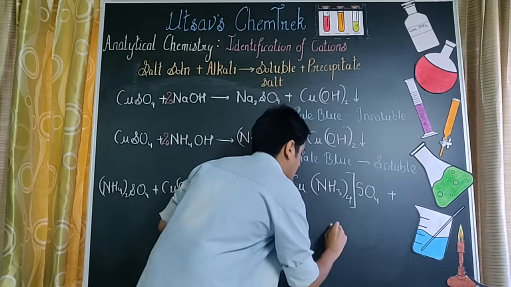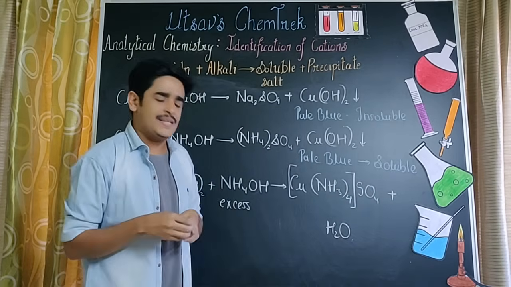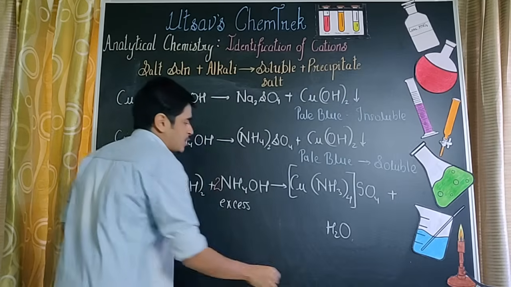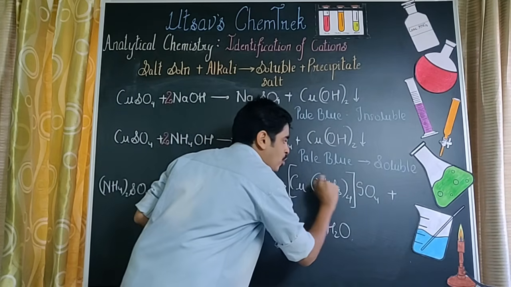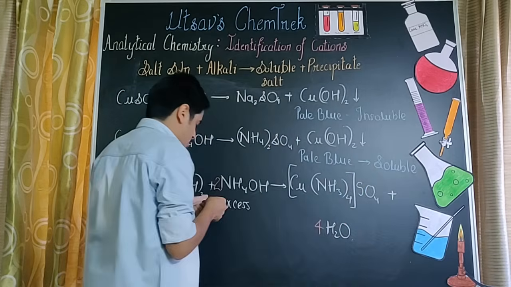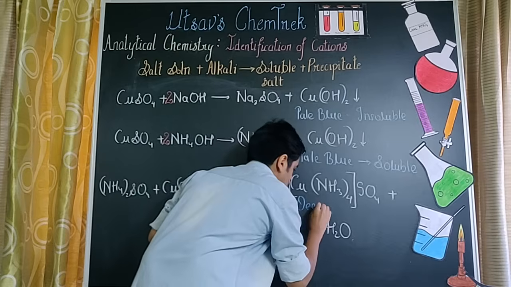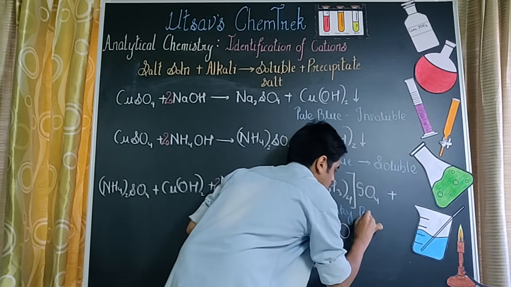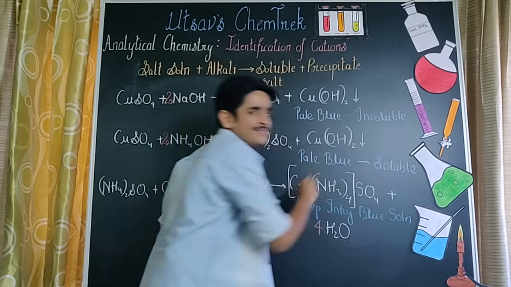And with this I am going to get the formation of water. Understand, to balance the equation what do I do? I place a 2 in front of NH4OH and a 4 of H2O. Now this tetraamine copper sulfate solution, when it dissolves in water, it is going to give me a deep pinky blue solution, and that's going to be your final observation.